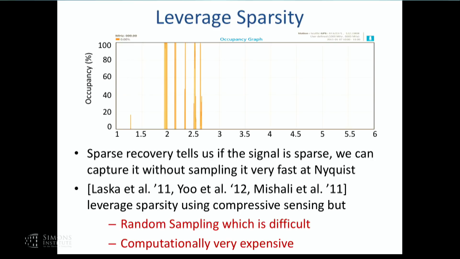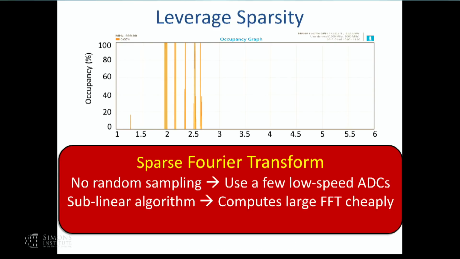So what we need to do is we need to have a sparse Fourier transform algorithm that doesn't require complete random sampling, so we can implement it with low-speed analog-to-digital converters. And it needs to be a sublinear recovery algorithm, so we can compute very large FFTs in real time.